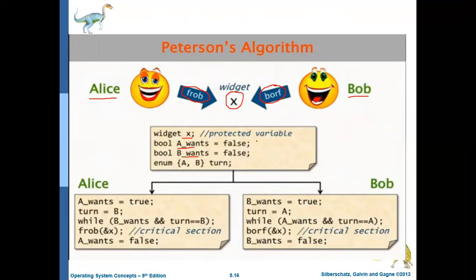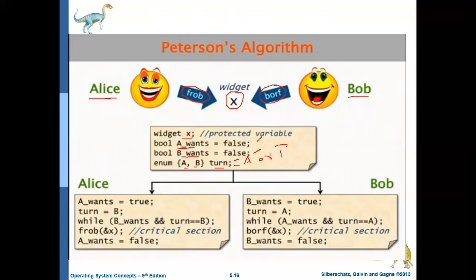Initially, both are false. That is, A doesn't want to enter the critical section and B also doesn't want to enter. Then we are using an enumerated data type which contains A and B, and we are creating a variable for this enumerated data type, turn. So turn can take any one of the two values. It can take the value A or it can take the value B.